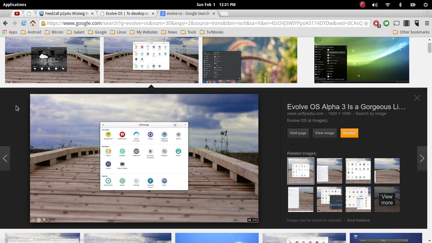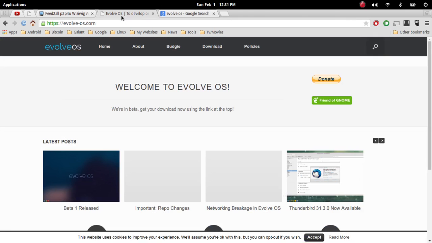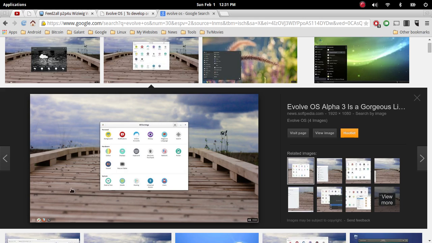In this episode, I want to talk about Evolve OS. It is a Linux distro that is still in its alpha phase. Oh, actually, I believe it moved over to its beta 1 release. Yeah, it's right there. It is actually a very beautiful desktop, well, I guess Linux operating system.